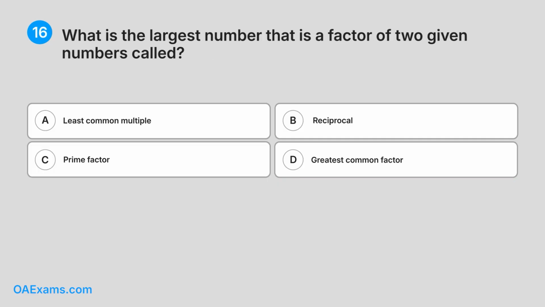16. What is the largest number that is a factor of two given numbers called? A. Least common multiple. B. Reciprocal. C. Prime factor. D. Greatest common factor. What do you think is the answer?